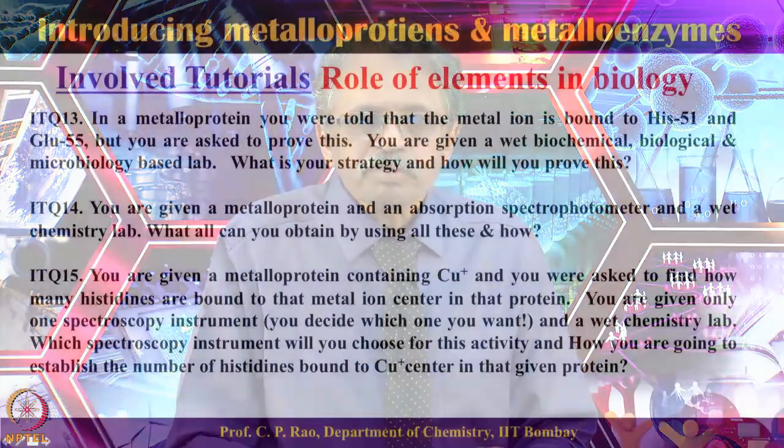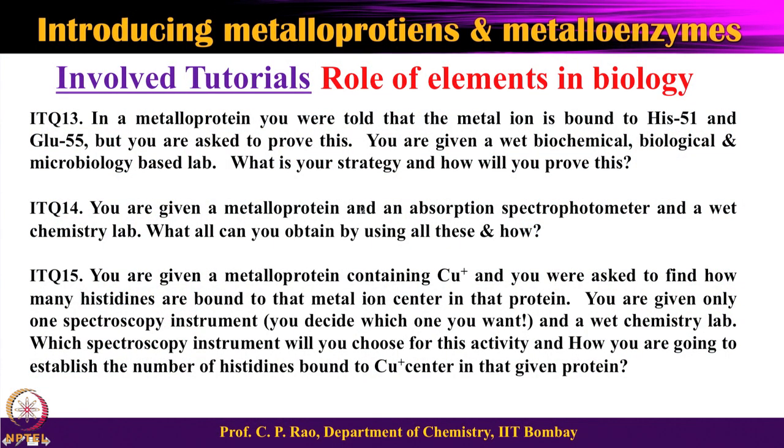Okay. In a metalloprotein, you were told that the metal ion is bound to histidine 51 and glutamic acid 55, but you are asked to prove this. You are given a wet biochemical, biological and microbiology-based lab. What is your strategy? How will you prove this? If you answer this, I am sure you will be able to design some research problems for yourself or for your supervisor. Answers are there in the question.